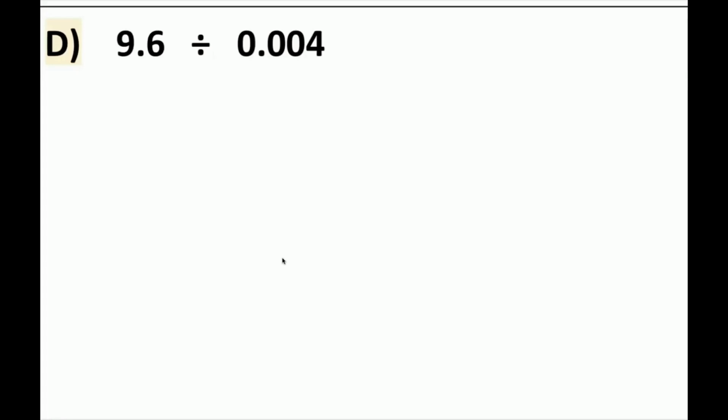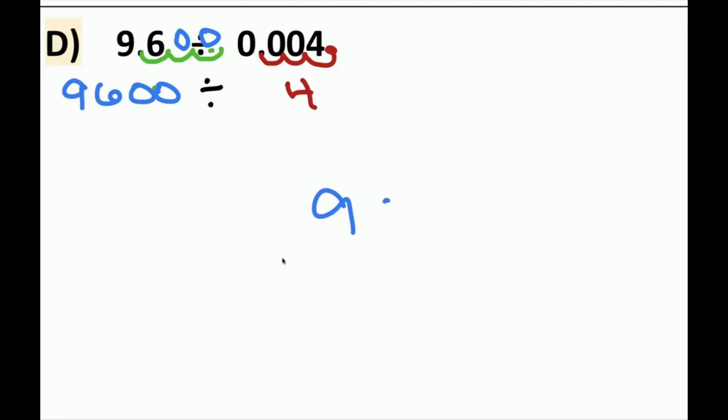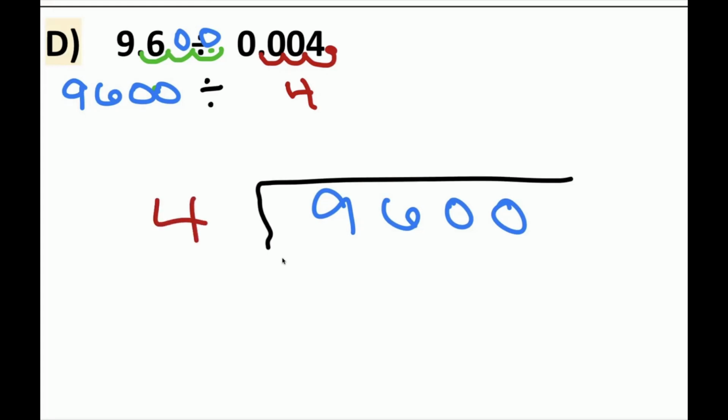On problem D, you should have started off by moving our decimal and our divisor forward 3 spots, 1, 2, 3, to get 4. And whatever you do to your divisor, you have to do to your dividend also. So I'm going to move it forward 1, 2, 3. If there's nothing in those 2 spots, remember, we're just going to add zeros. So this becomes 9,600 divided by 4, which will look like this when you set it up. If you didn't set it up this way, go ahead and fix it, finish solving, and then come back to the video to check your work.